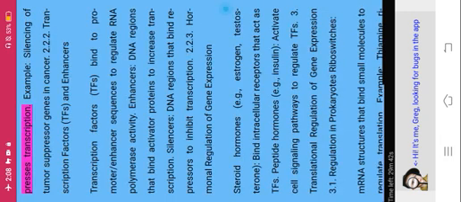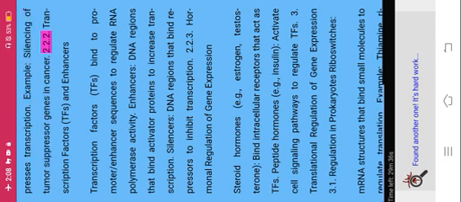DNA methylation. Cytosine methylation at CpG islands represses transcription. Example: silencing of tumor suppressor genes in cancer. 2.2.2. Transcription factors, TFs, and enhancers.